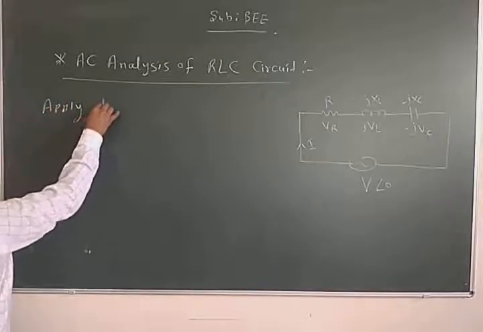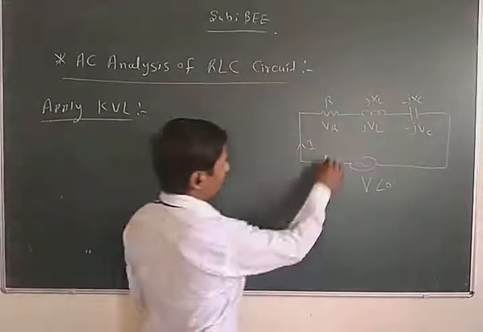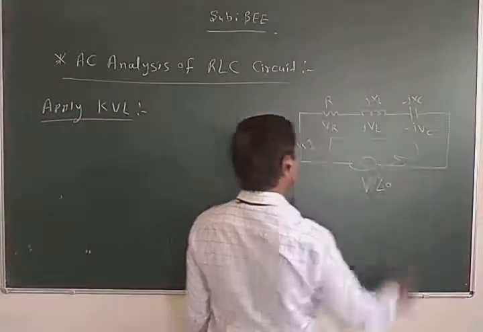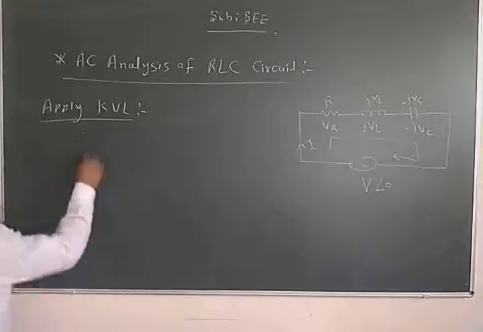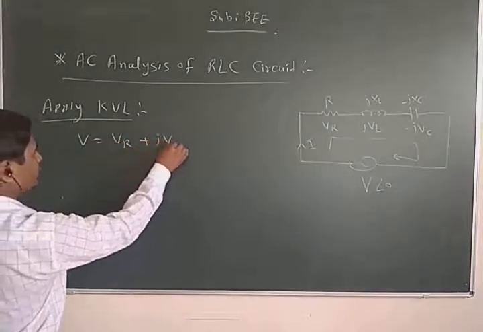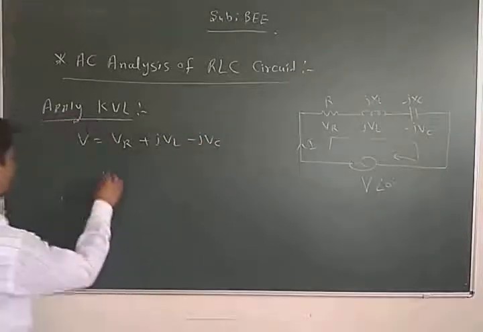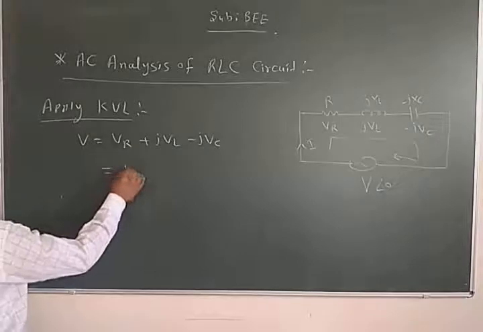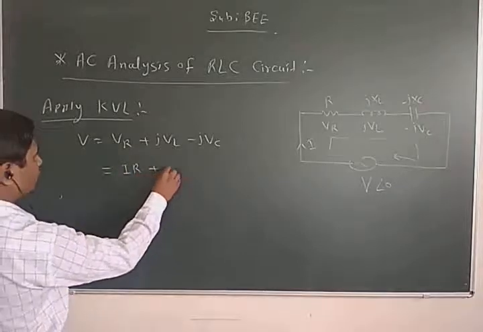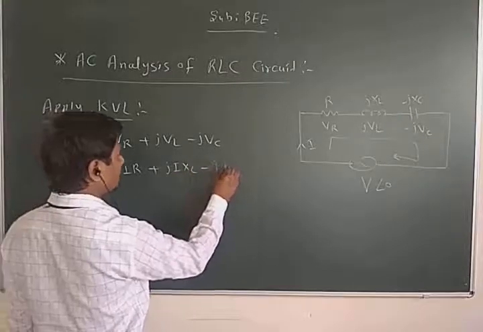Apply KVL in this circuit. So V is equal to VR plus jVL minus jVC. We can write VR is equal to I into R, VL is equal to jI into XL, and VC is equal to jI into XC.